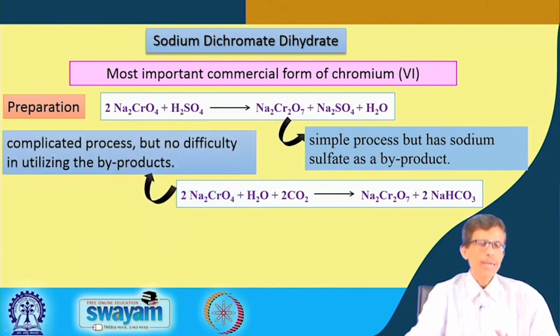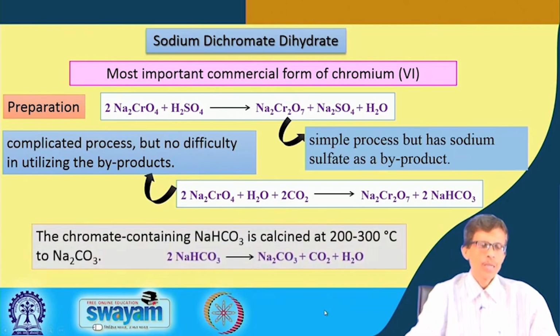So, this second process can be considered a complicated process, but there is no difficulty in utilizing the byproduct, because sodium bicarbonate can be very easily utilized. The chromate-containing bicarbonate that is available, you can separate it out, and that gives you a huge amount of sodium bicarbonate, because double the amount of sodium dichromate is formed as sodium bicarbonate. That bicarbonate, when heated at 200 to 300 degrees centigrade, gives you sodium carbonate.